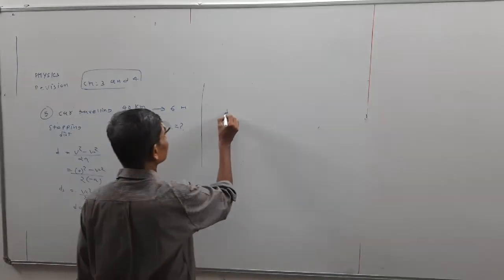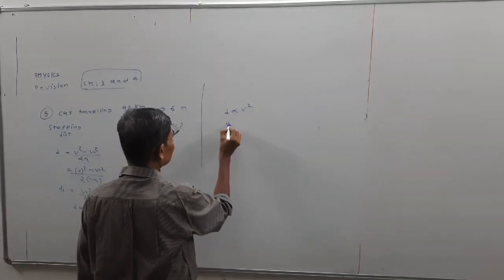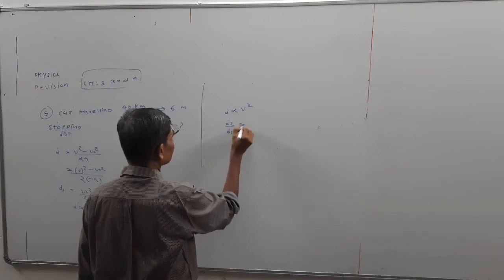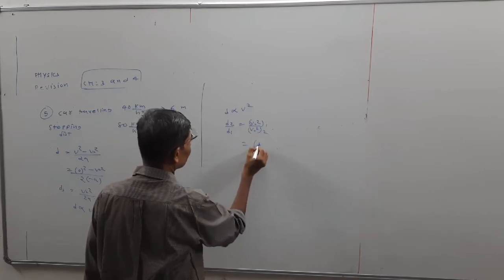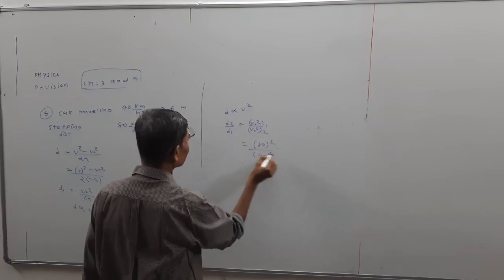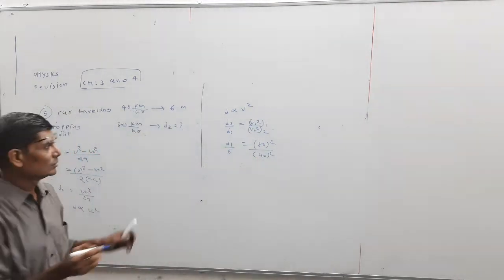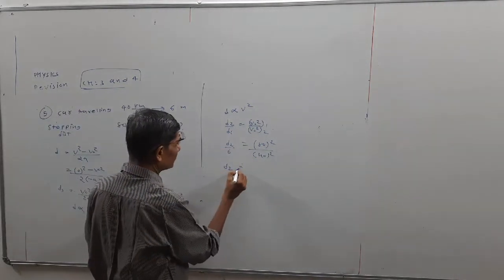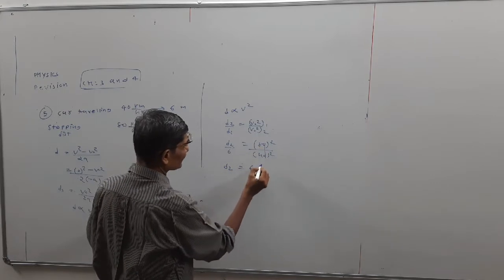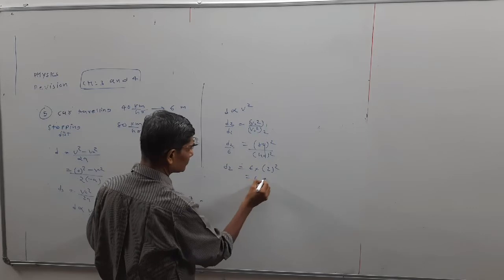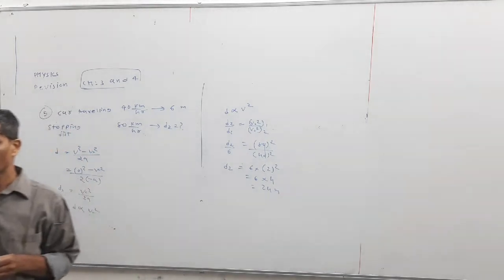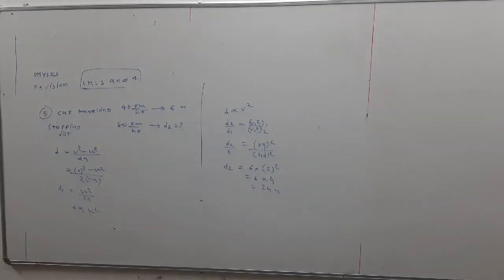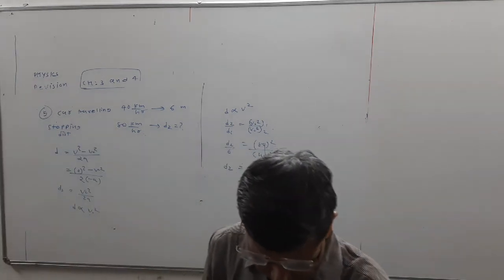So we know the formula d is proportional to V square, so D2 upon D1 is V2 square upon V1 square. That is 80 square upon 40 square, with D1 given as 6 meters. 80 upon 40 is 2, squared. So we will remember, the stopping distance is proportional to the square of the velocity.